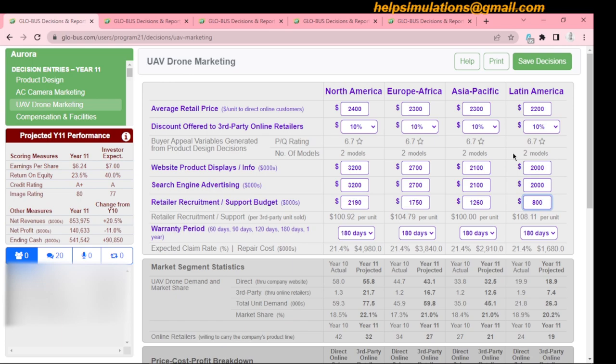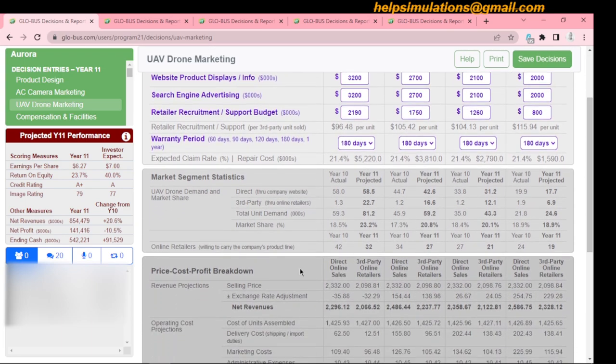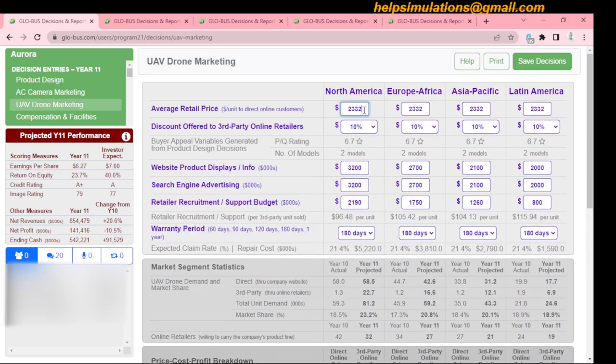So this brings to about 23.31. I think it will be 23.32. So let's set the price to 23.32 in all the markets before we make the changes. So going back to the exchange rate adjustment, we are losing about 32. So in North America we can increase this by almost 32, so I think it will be 23.64. I think that's a fair price.